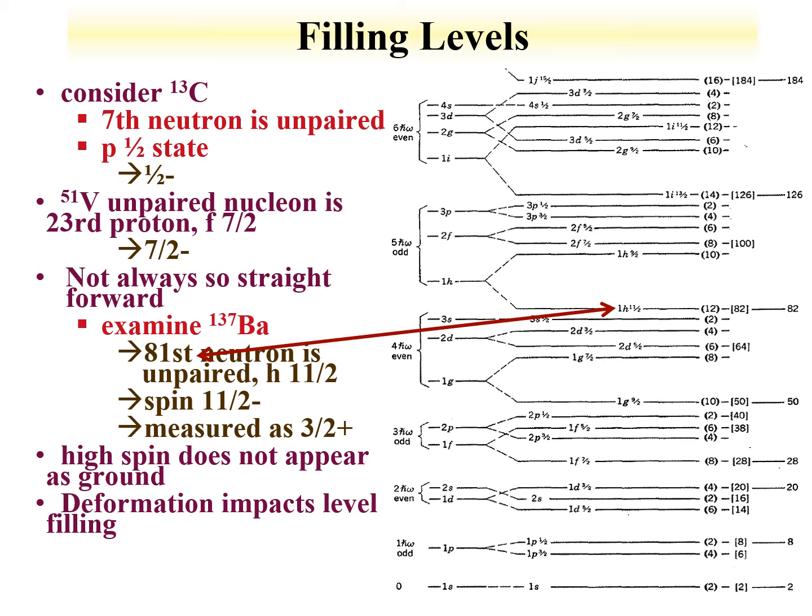Now there are some rules with this. Generally speaking, high spin states generally do not appear as ground states. So it's relatively rare to see something like an 11/2 minus as the ground state. And also the shell model is based upon a spherical nucleus. If the nucleus is not spherical, then the shell model will not actually predict the state. We'll discuss this in some later slides when we discuss the Nilsson diagrams.